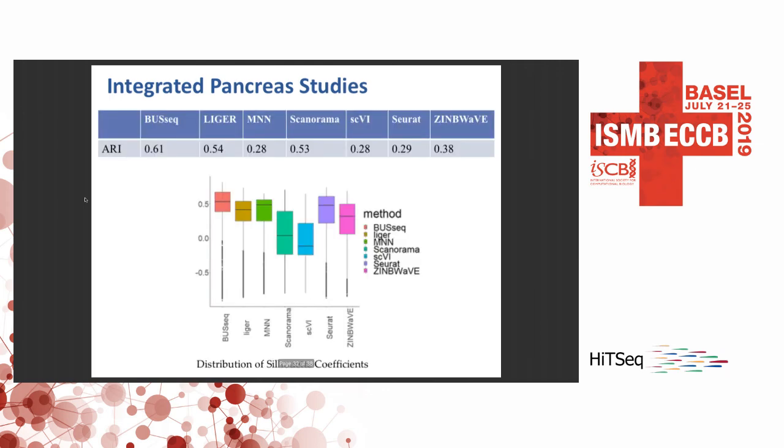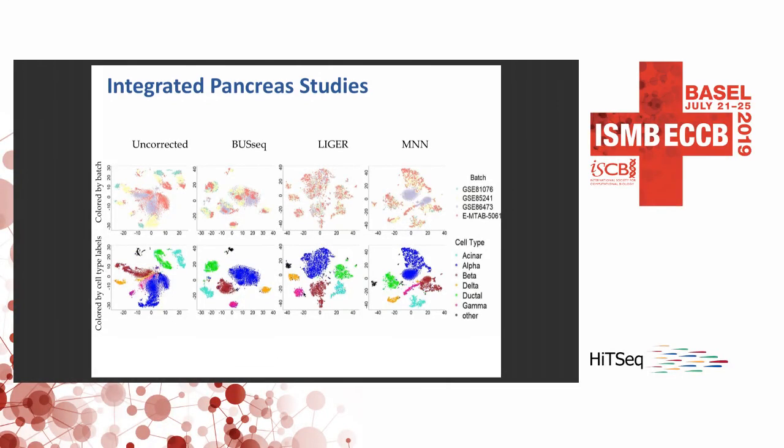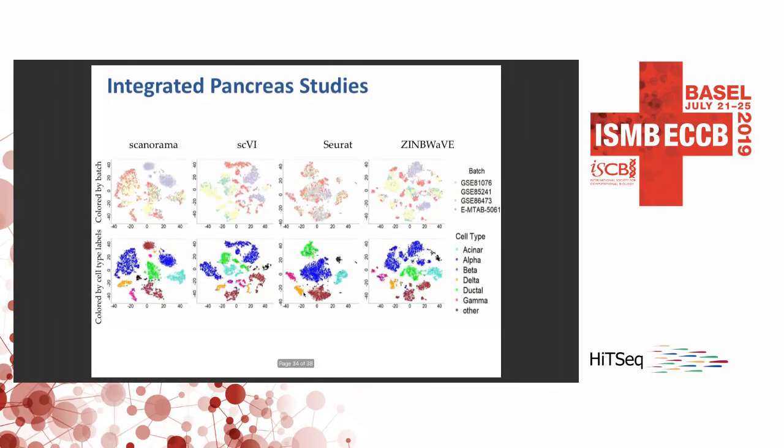Then we compare the ARIs, and we can see that BUSseq outperforms the other approaches. We can also compare the distribution of the silhouette coefficient, and we can see BUSseq also outperforms the other methods. These are the t-SNE plots, so quite standard.